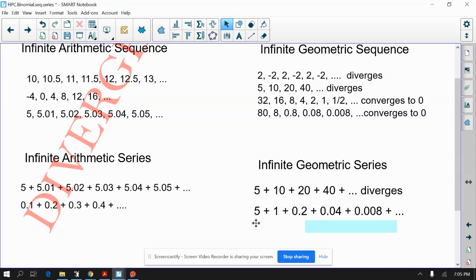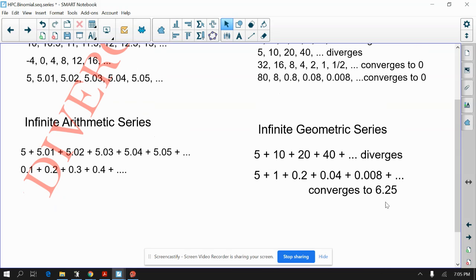But here, 5, 1, 0.2, how am I getting from one term to the next? I am multiplying by 0.2. 5 times 0.2 is 1. 1 times 0.2 is 0.2. 0.2 times 0.2 is 0.04, etc. So the thing that I'm adding keeps on getting smaller and smaller and smaller. So eventually I'm going to add numbers that are essentially 0. So even if I add an infinite amount of those numbers, the sum will still be a finite number. So this one converges. And it actually converges to 6.25.